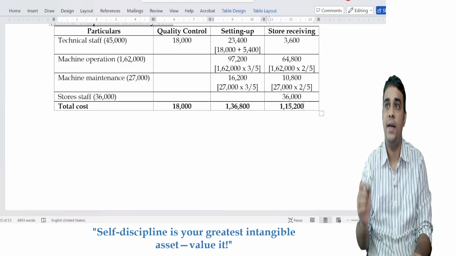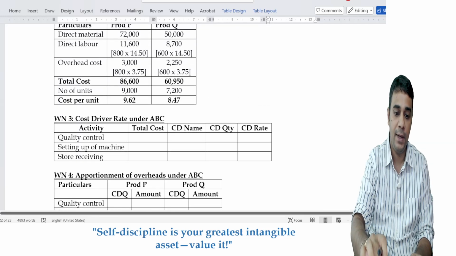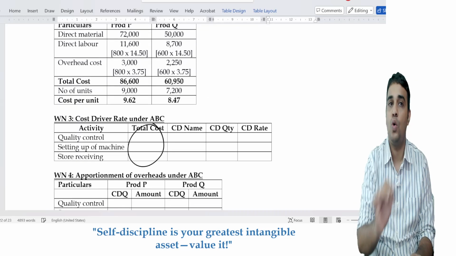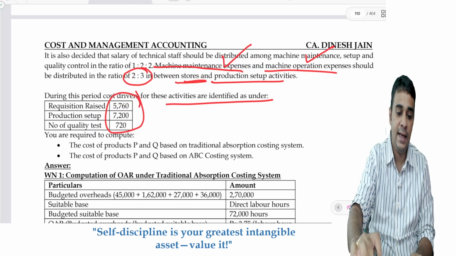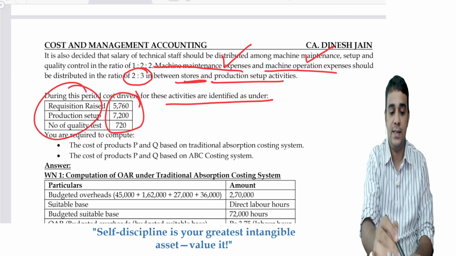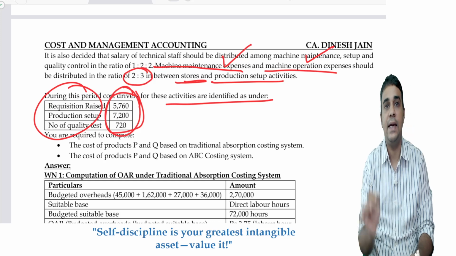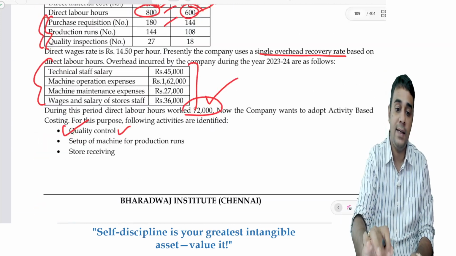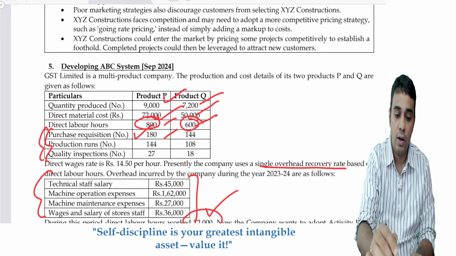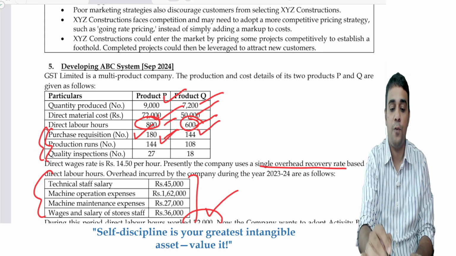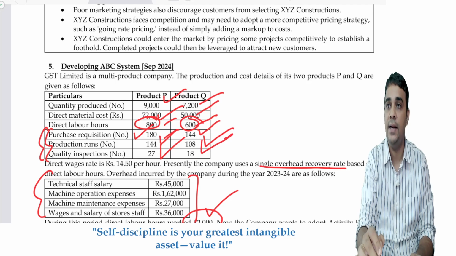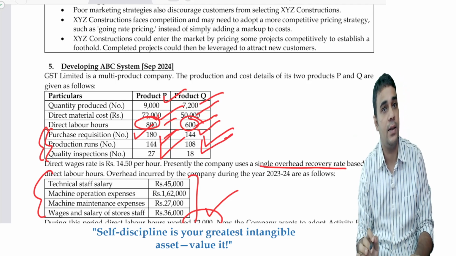Now, whatever we have calculated here will be copy pasted as total cost. CD names are these three. CD quantity are these three. Get the CD rate. Multiply the CD rate for 180, 144, 144, 108, 27, 18. Get the total overhead cost. Get the number per unit.